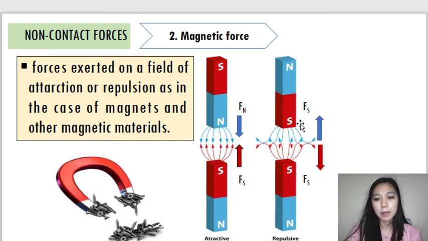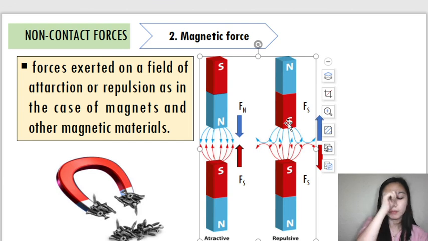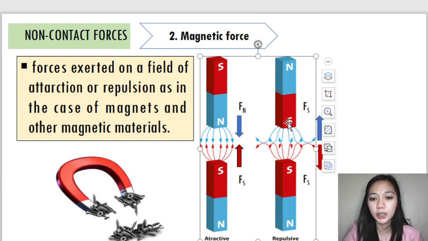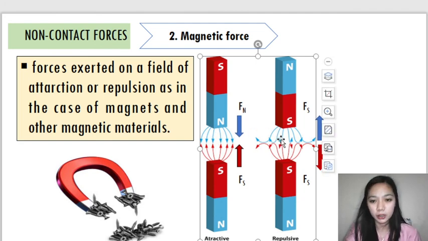While in this example naman, meron tayong South Pole and another South Pole na magnets, and ang meron sila ay repulsion. Ang gagawin ng magnetic force dito ay they will push the poles of one another. Dito naman kasi, they will pull one another kasi attracted sila. Dito, they will repel one another because we have like signs.